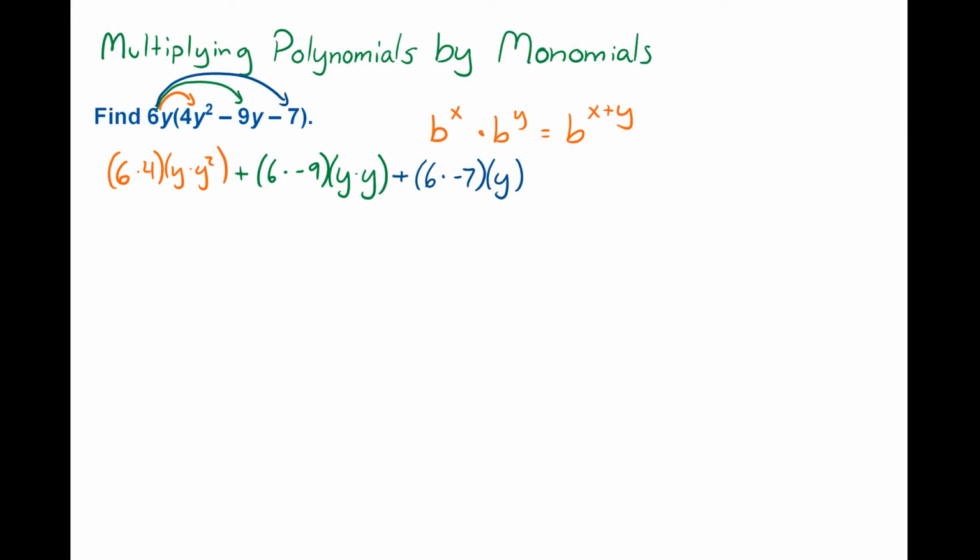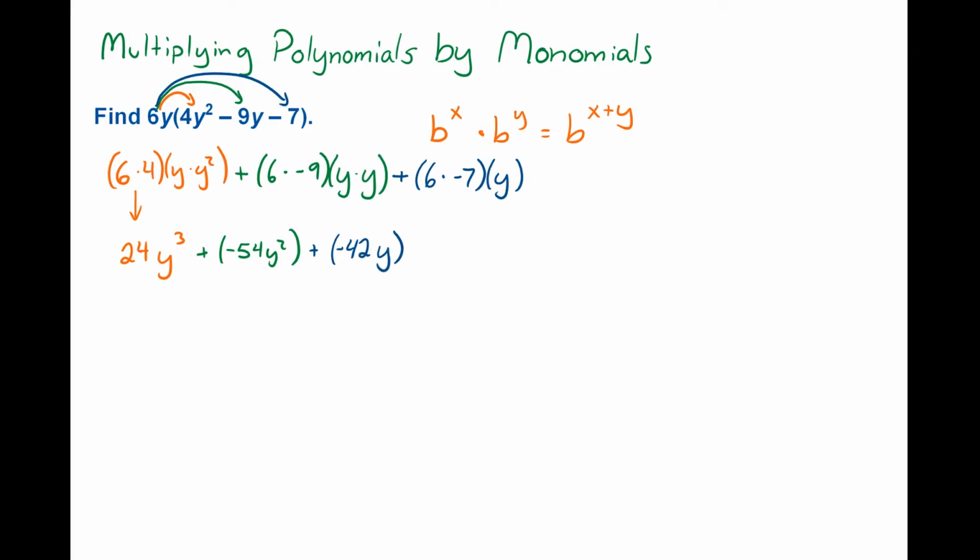All right, working through and simplifying. 6 times 4, that gives me 24. y times y squared, remember, we're multiplying the same bases, so add the exponents, it gives me y cubed. Moving on to my next term, I have plus 6 times negative 9, so that's negative 54. And then y times y is y squared. And then lastly, 6 times negative 7 will be negative 42, and then y.